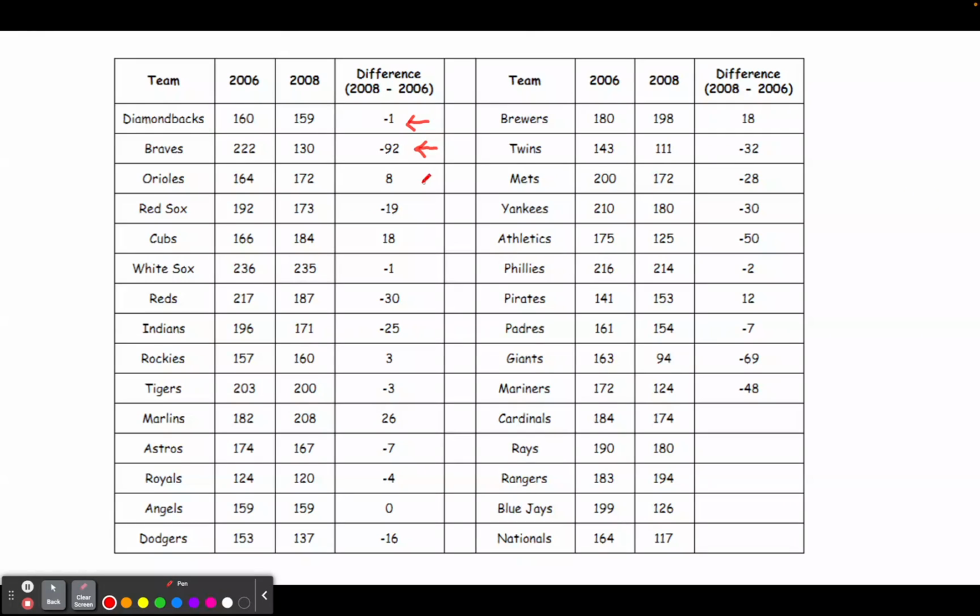However, we also had a couple of teams where their number of home runs went up, right? Like the Rockies went up by 3, the Marlins went up by 26. And then we had the Angels where there was no difference in the number of home runs that they hit. So, kind of results all over the place. And we need to analyze this data and see if there, first of all, if there is a difference, and then also if it's significant. So, the first thing you would want to do, of course, is fill in the rest of your chart. And since we did most of them for you, you can probably just do the rest by hand, and that would be quicker than doing it in your calculator. So, I'm going to go ahead and calculate those differences. And again, pay attention to the order. We're doing 2008 minus 2006.